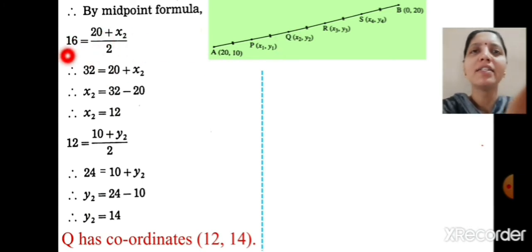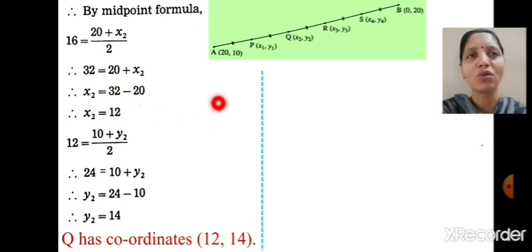You will get 16 into 2 is 32 is equal to 20 plus x2. So therefore x2 is equal to 32 minus 20 is equal to 12. So now we got the x coordinate of point Q. So let's find out the y coordinate.